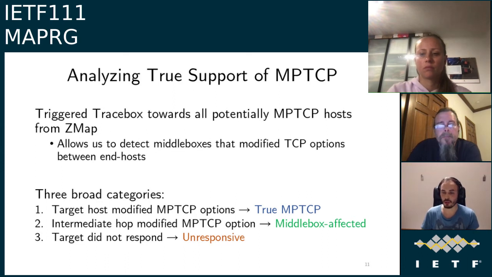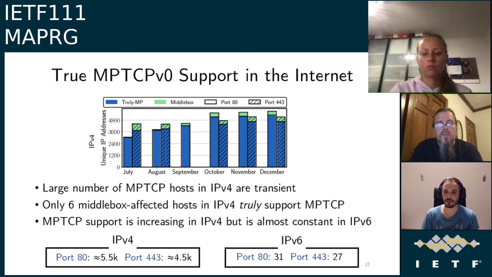They either truly supported MPTCP, which means that there was no middle box interference with regards to MPTCP towards a target which supposedly would support MPTCP. The second case would be that we find middle box interference with regards to MPTCP, and the third, we also had a couple of hosts which were unresponsive. And what you can see here is that the number of truly MP capable hosts actually got significantly decreased. If you remember, initially we had like 200,000 or so in IPv4, and now we have a couple of thousands in IPv4 and just a few dozen in IPv6.